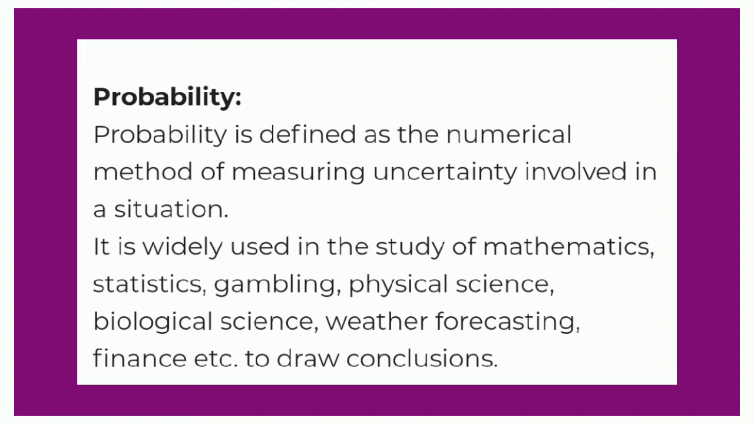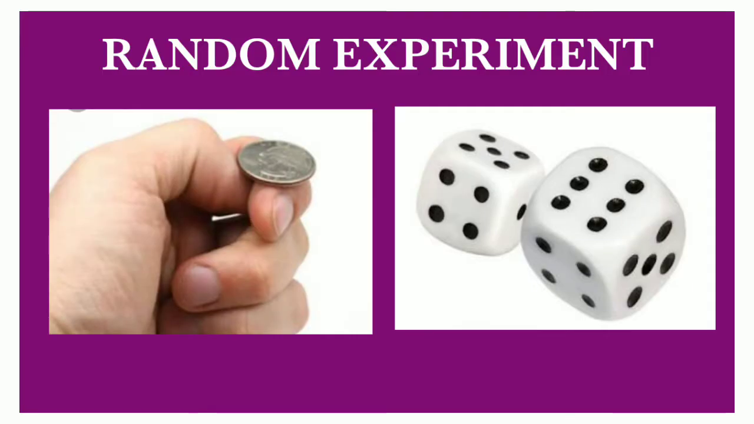Also, it is widely used in the study of mathematics, statistics, gambling, physical science, biological science, weather forecasting, finance, etc. to draw some conclusions. Okay, tossing of a coin and throwing of a die are some examples of uncertainty. You can see that before a cricket match starts, the captains of two teams go out to toss a coin to decide which team will bat first.